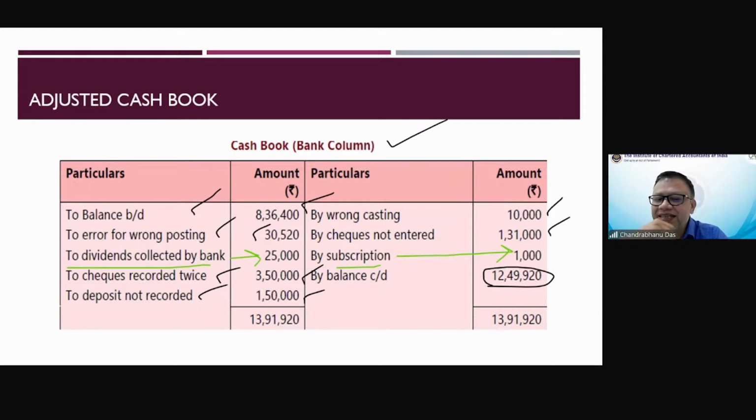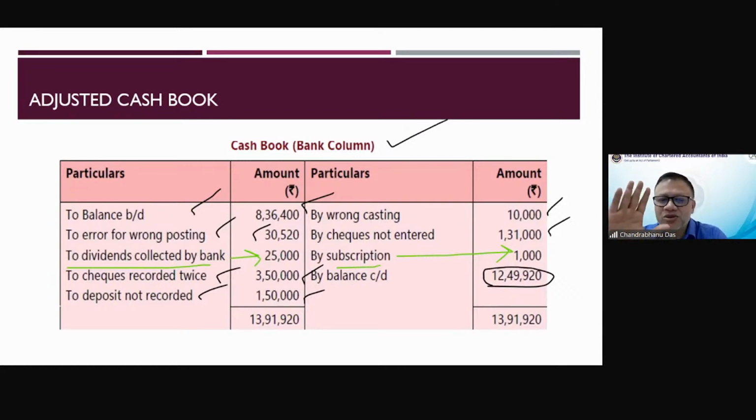Yes, sir. Now next is checks not entered. Why did you keep 1,31,000? Sir, because we didn't take it from the bank, it's still there. Can you read the transaction? 1,31,000. What is it saying? A check for 1,31,000 issued on 25th December 2022 was not taken in the bank column. So who didn't take it in the bank column? Cashier or banker? Sir, I didn't get it. Come again. It is written that it was not taken in the bank column.